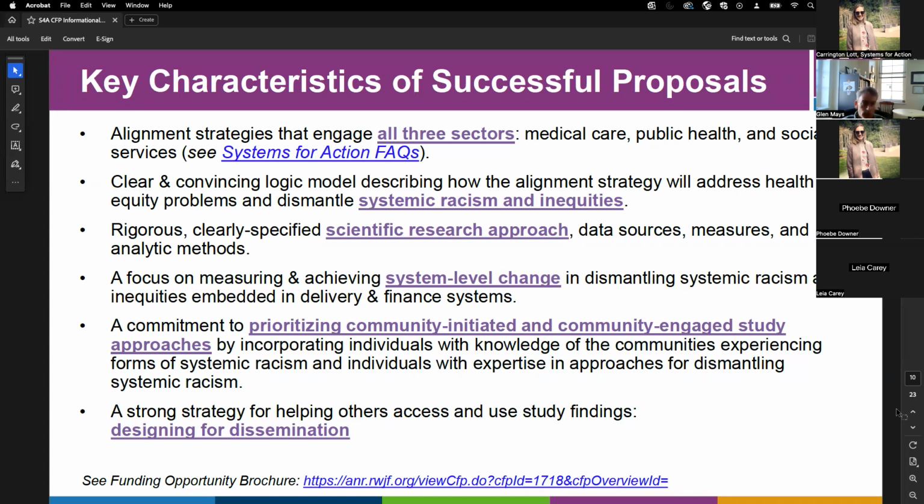And then finally, as I mentioned earlier, we place a lot of emphasis on studies and proposals that include a strong strategy for helping others access and use the results of their studies. So focusing in on research translation and dissemination strategies, including using strategies like designing for dissemination, described more in our funding opportunity brochure.